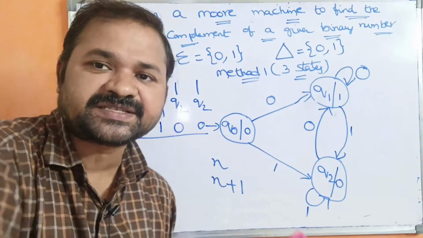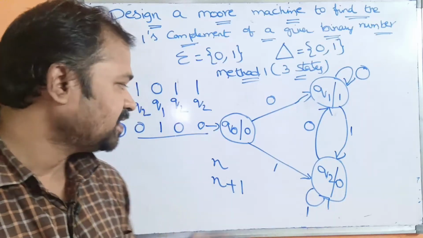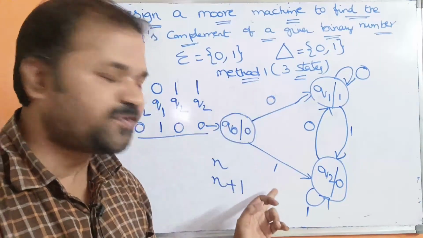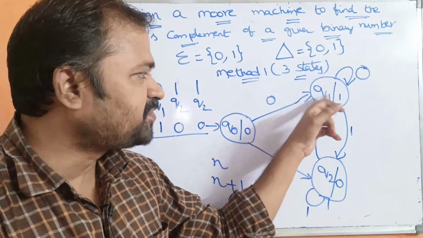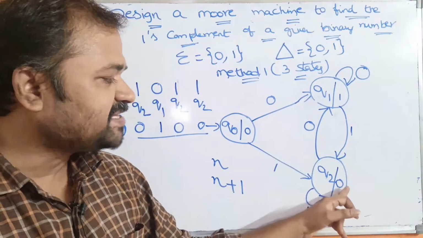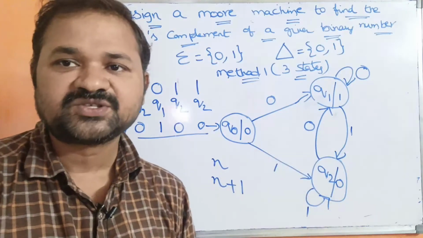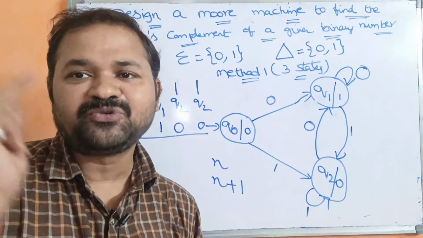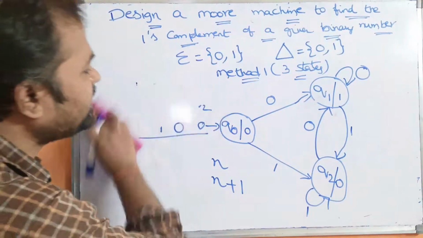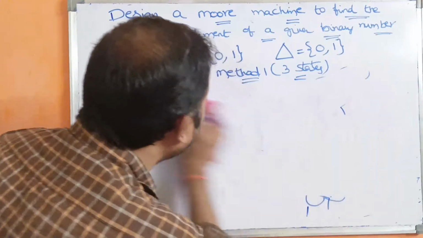Here, in a Moore machine the output is the same irrespective of the input. The output of Q0 is 0, whether we apply 0 or 1. Likewise the output of Q1 is 1, whether we apply 0 or 1. Likewise the output of Q2 is 0, when we apply either 0 or 1. That's why in a Moore machine we have to specify the output within the state. Now let us see the second method. The second method is the most efficient method, taking two states.